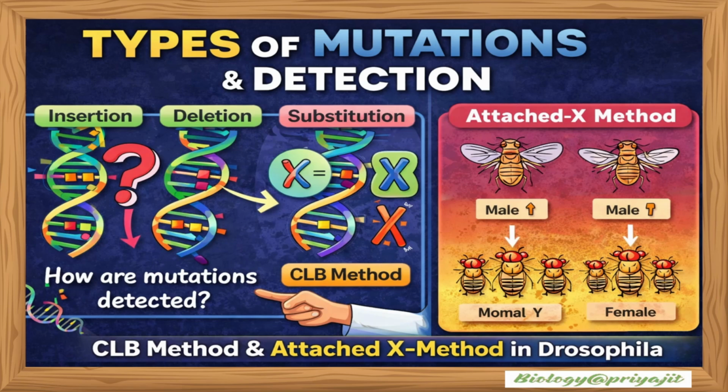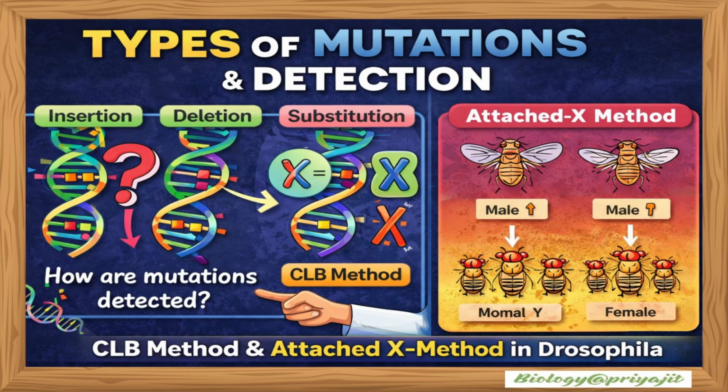Today we will discuss the various types of gene mutations and understand how mutations are detected using classical genetic methods in Drosophila, that is, the fruit fly. We will learn about point mutations, insertions, deletions, frameshift mutation, base substitution, and then focus on two important experimental techniques in Drosophila for detecting mutation, that is the CLB method and the attached X method, which are usually used to detect X-linked recessive lethal and visible mutations.